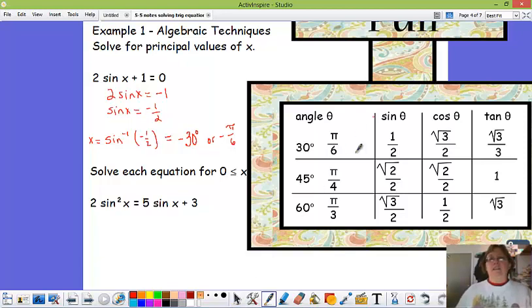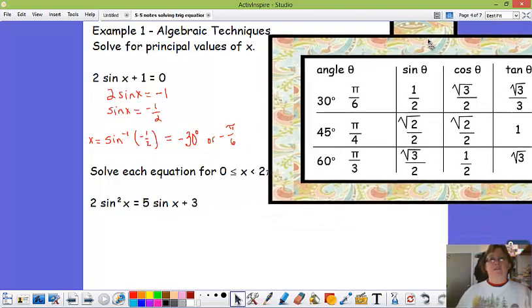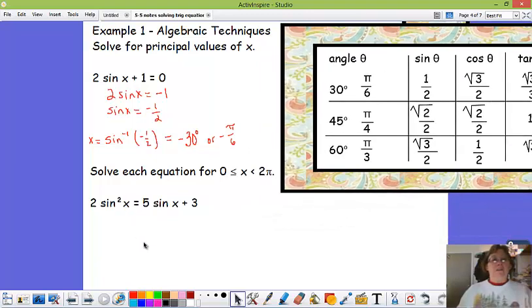I'm going to leave this table sitting out here for just a little bit, and we'll see it pop up in other locations as well. We're going to solve the equation for values that are within the first full rotation, so within the first 2 pi radians, and this one specifically is asking about radians.